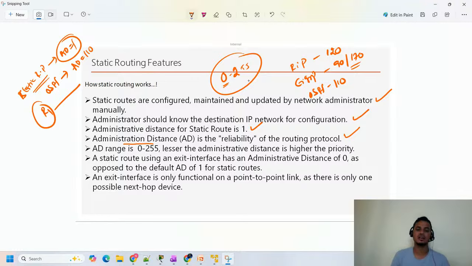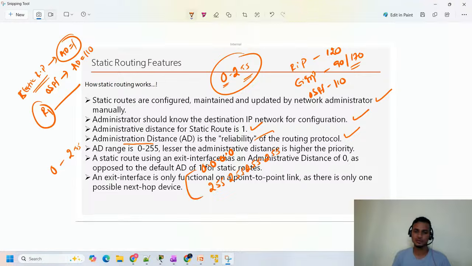The administrative distance value starts from 0 and ends at 255. All the routing protocols, static routing, dynamic routing and default routing, have AD values that fall between 0 and 255. When we had the IP addressing session, I used to tell you, the IP starts from 0.0.0.0 and the last IP address you will get is 255.255.255.255.